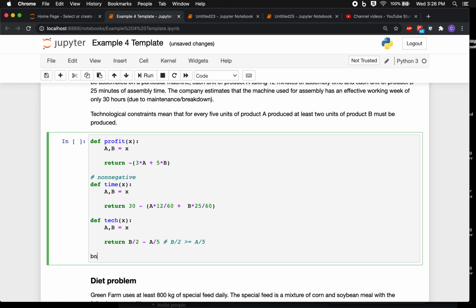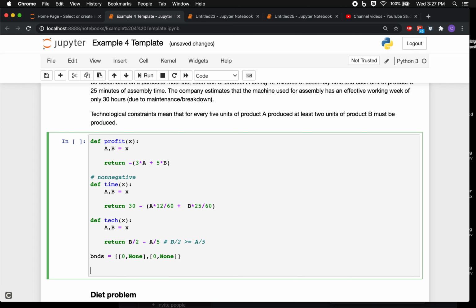Then I'm going to have some bound constraints, right? And basically, I want both of these variables to be non-negative because we can't make negative values of units, but I'm not going to put an upper bound there, right? Because I don't know what the maximum is. Technically, it's going to be determined by the total amount of time you have, but we can leave that unbounded.